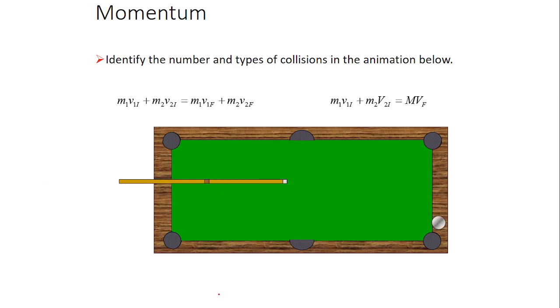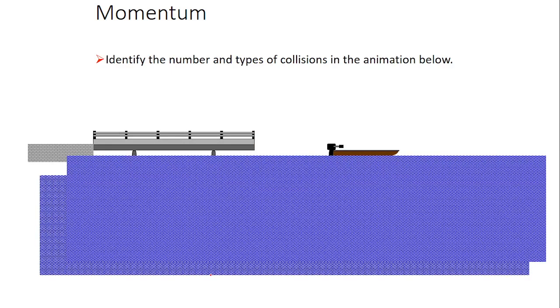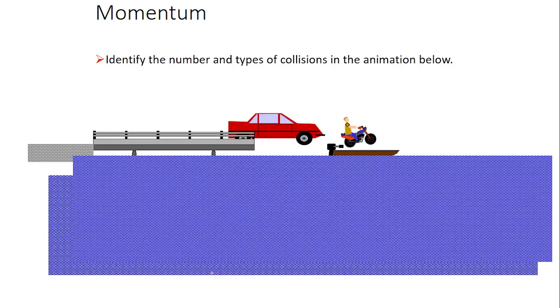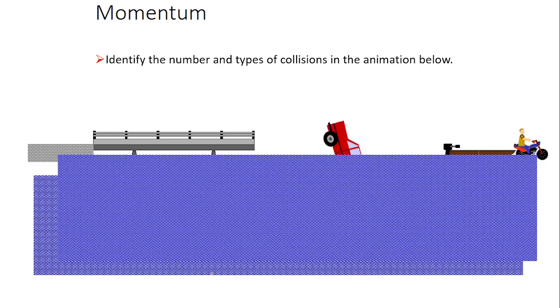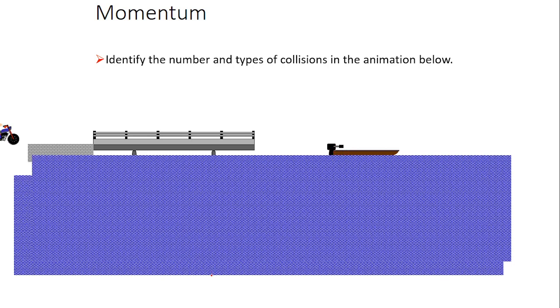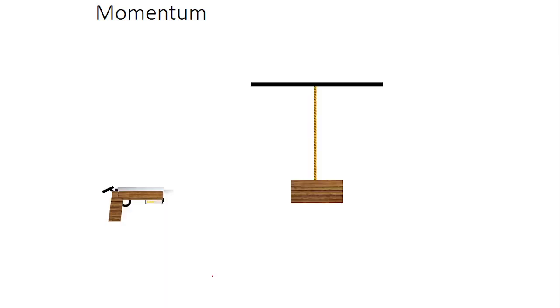The other one is this one. Identify the number and type of collisions in the animation. Let's quickly look at that one. There you go, and there it goes like that. We can simply have that as our second animation. You tell me what kind of collision this is. The other one is this one, which we'll see in our solving of most of the questions.